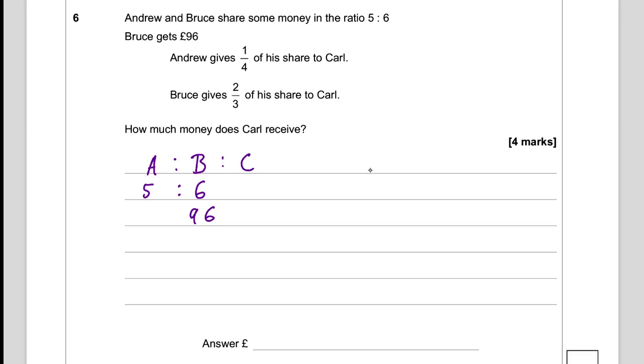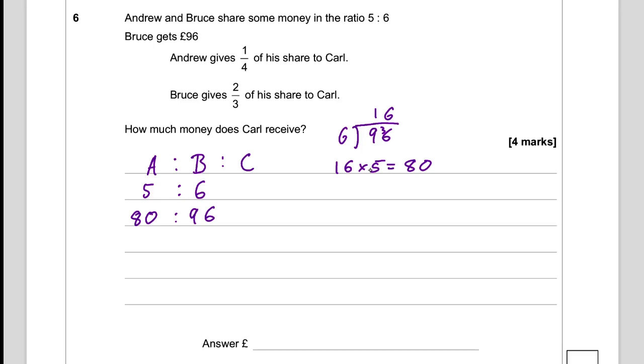So I'm going to work out Carl's amount. First I'm going to do 96 divided by 6. 6s go into 96 fully 16 times. And then 16 times 5 is 80. So that means that Andrew gets 80 to start with. Bruce gets 96 to start with.